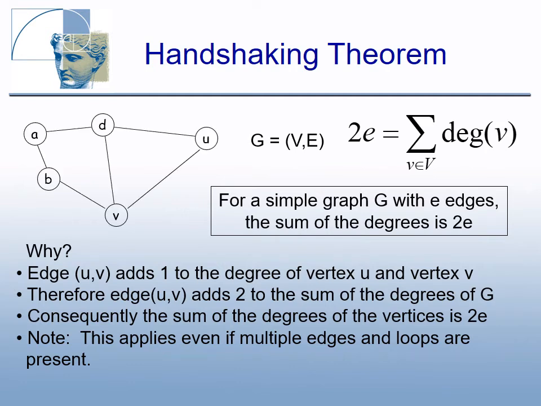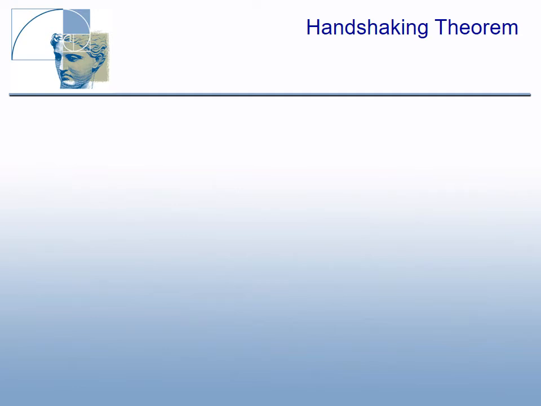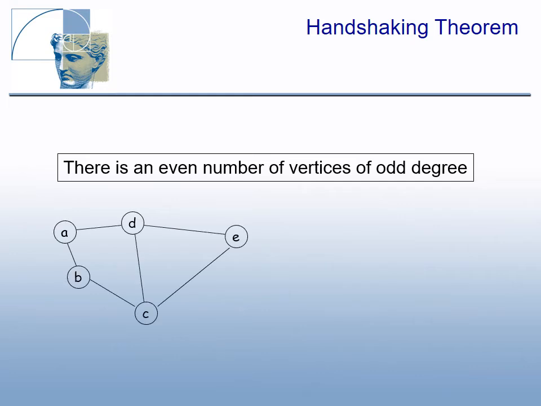For the shown example, it is easy to check that the sum of degrees is equal to 12 and the double number of edges is equal to 12 too. A consequence of the handshaking theorem is that there is an even number of vertices of odd degree in any graph. In our example, 2 vertices, D and C, have a degree of 3.